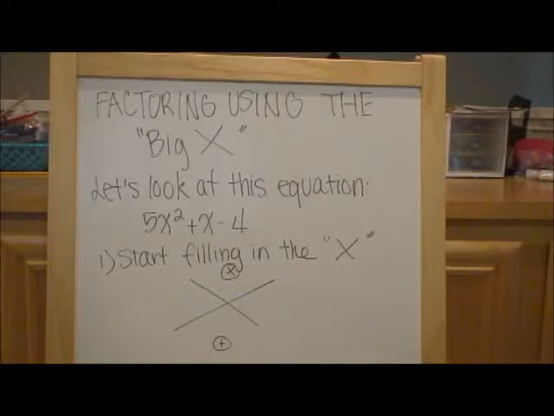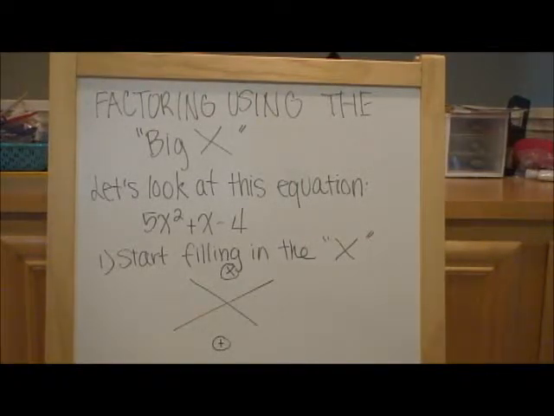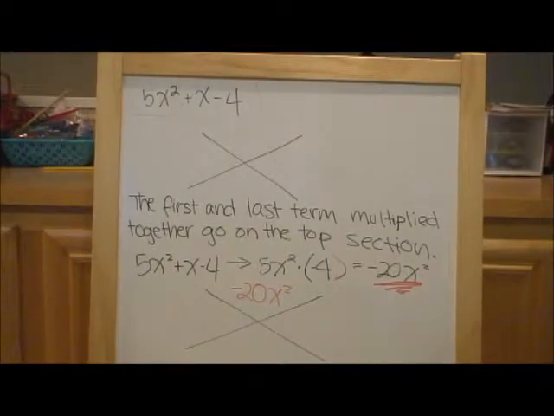Factoring using the big X. If you look at this equation, 5x squared plus x minus 4. Number 1, start filling in the X. The first and last term multiplied together go on the top section. For this equation, the top section would be 5x squared times negative 4, which is negative 20x squared.